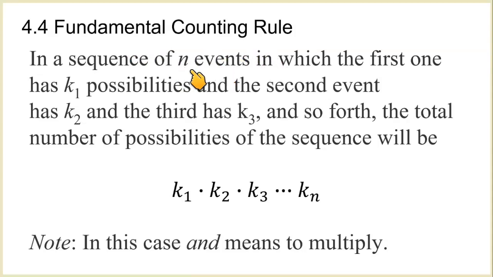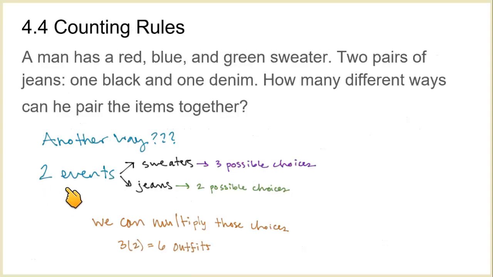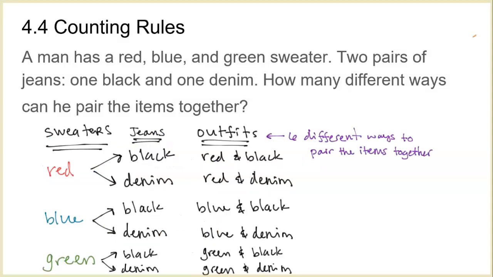If we have a certain number of events and each event has a certain number of options or possibilities, then the fundamental counting rule just means that we can multiply those possibilities together. So in this case, we had 2 different events, sweaters and jeans. Sweaters had 3 different choices, jeans had 2 different choices. So instead of making that tree diagram, I just multiply them together and we can get the same value, 6, which is ultimately the goal, how many ways can we pair the items together. The question is not really concerned with what is the pairing of the items. So we really don't need this information here. We just need to know how many we can create versus what are the outfits.